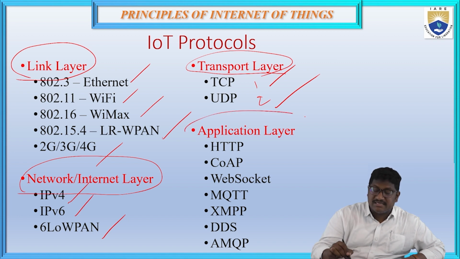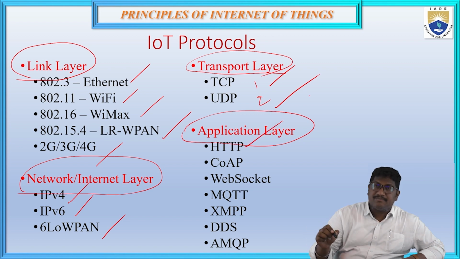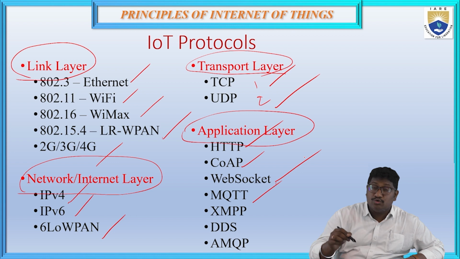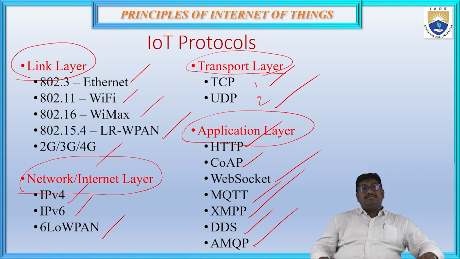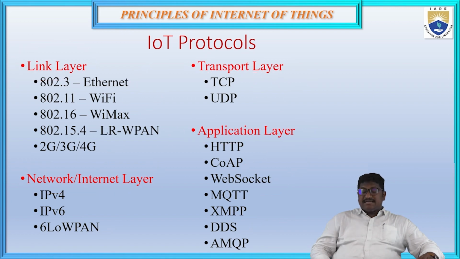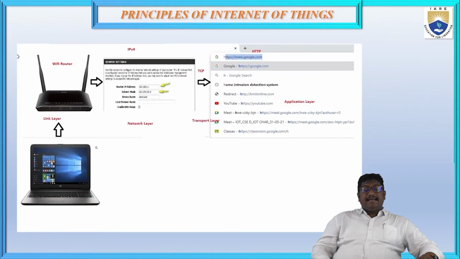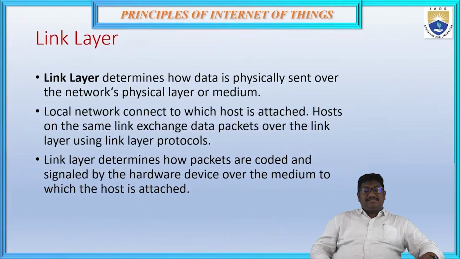And coming to the application layer, which consists of different kinds of protocols such as HTTP, Hypertext Transfer Protocol, CoAP, Constrained Application Protocol, WebSocket, MQTT, Message Queue Telemetry Transport, XMPP, Extensible Messaging and Presence Protocol, DDS, Data Distribution Service, and AMQP, Advanced Message Queue Protocol. Like this, multiple protocols exist. Now we will discuss each protocol in detail and how these protocols work.